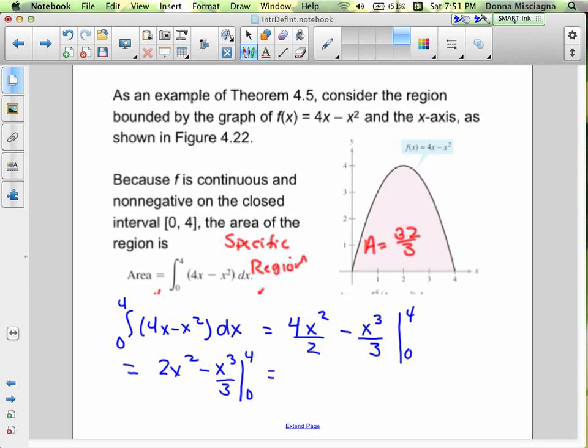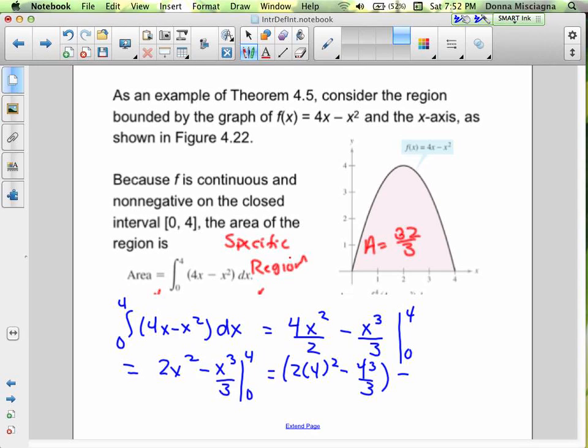So this would be 2 times 4 squared minus 4 cubed divided by 3. So notice I plug a 4 in everywhere. And then I like to do this in parentheses, because you simplify everything there for the 4. You simplify everything for the 0, and in this case it's a pretty easy simplifying, and then you subtract the results from plugging in the 0, the lower limit, from the results from plugging in the upper limit.